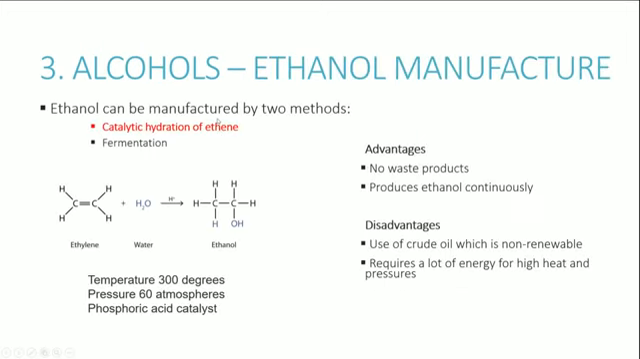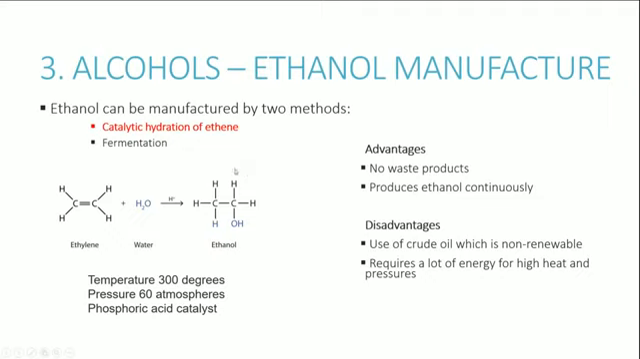So if you take a look at ethanol manufacture, ethanol can be manufactured by two main methods: the catalytic hydration of ethene and fermentation. We looked at the hydration of ethene when we took a look at alkenes. So if we were to revise that, of course, you've got the carbon-carbon double bond in ethene, and you would simply add water to that under the conditions of 300 degrees, 60 atmospheres, and phosphoric acid catalyst, and you would therefore create the OH functional group attached onto the carbon as a result. And so that would form the molecule ethanol.